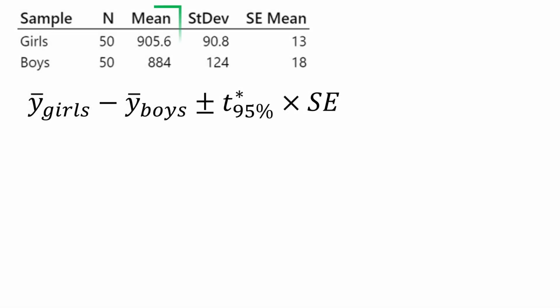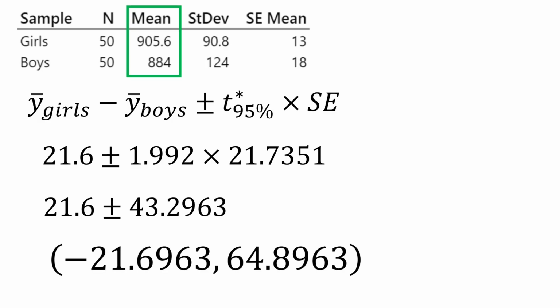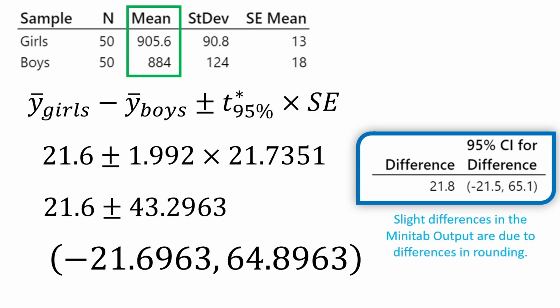And so now proceeding, we can look at the sample means. The difference between the sample means can be calculated. It turns out to be 21.6. Our critical value that we looked up was 1.992, and our measure of uncertainty is the standard error that we just calculated. Multiplying first and then adding and subtracting, we get the bounds for our confidence interval. Here we have a confidence interval for the difference between the population mean responses, girls minus boys. You can see that is in agreement with the Minitab output. Again, as we saw previously, slight differences can arise in the Minitab output due to differences in rounding, so we don't need to worry too much about that.